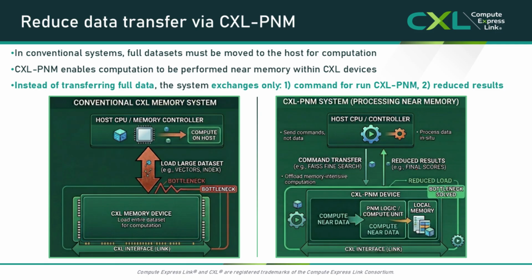With CXL PNM, we change where computation happens. Instead of moving large amounts of data from the CXL device to the CPU, we move the computation closer to where the data resides inside the CXL device. So the data flows change like this. Before, large data moves from memory to the CPU for computation. After, the device processes the data locally by a transfer command, and only the reduced result is returned. So the amount of data transfer per operation is significantly reduced.